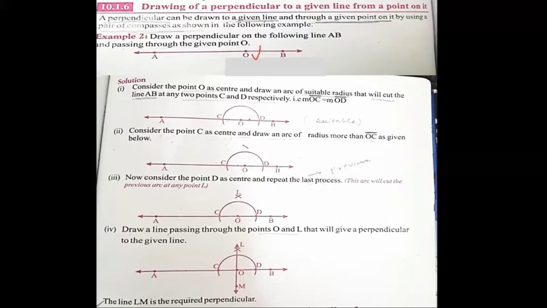Dear students, first step: we will take a center O and draw an arc that cuts the line segment AB at the points C and D. Next, consider C as center. Open the compass more than half of CD, that is the radius, and draw an arc up and down.